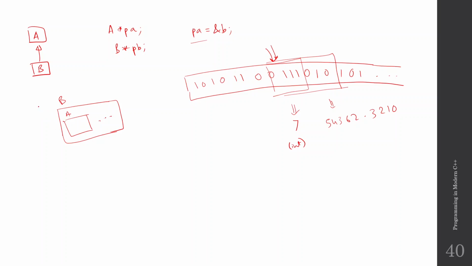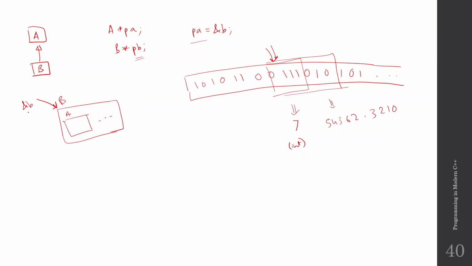Now, if we have a pointer to B, let us say PB, and we take the ampersand B, the address of B, and assign it to PB, then this address is interpreted as a B object. So we can access everything that B has.